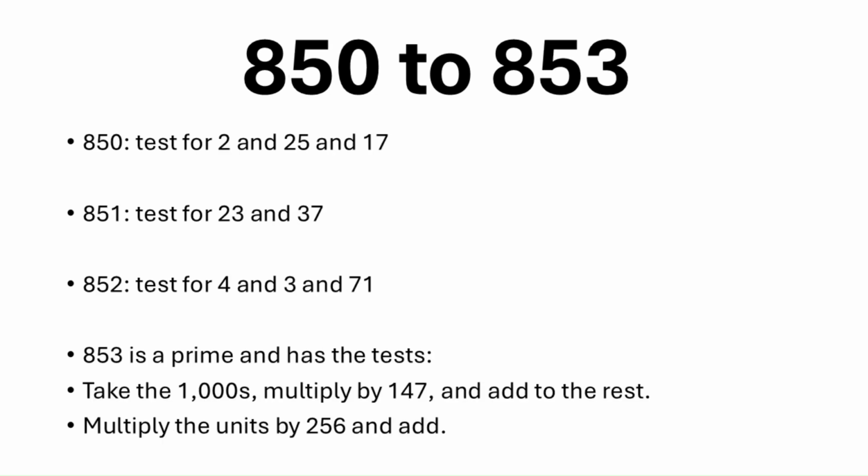850, test for 2 and 25 and 17. 851, test for 23 and 37. 852, test for 4 and 3 and 71. 853 is a prime and has the tests. Take the 1000s, multiply by 147, and add to the rest. Multiply the units by 256 and add.